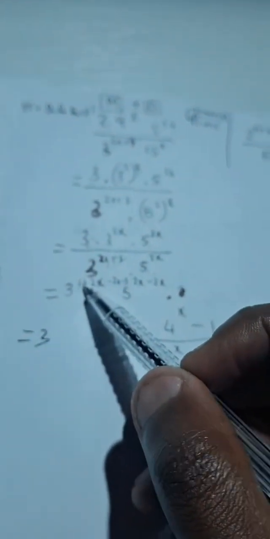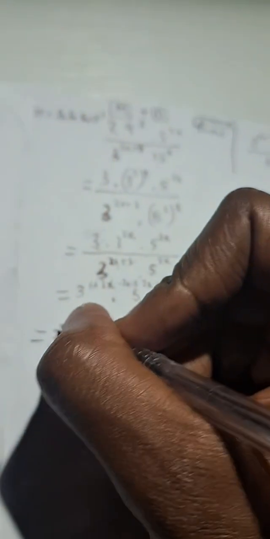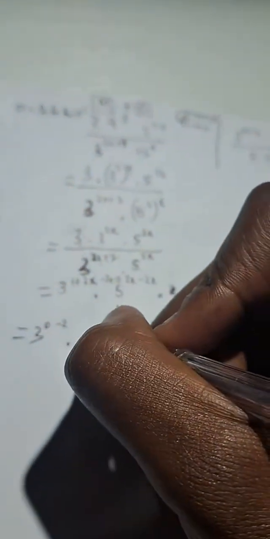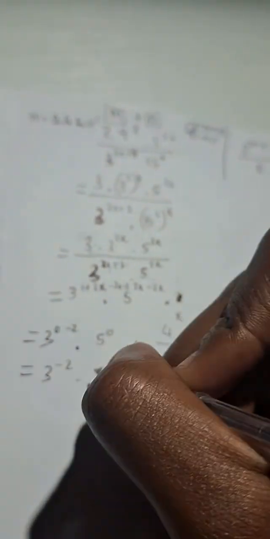So that means 3, what's 1? What's 2x minus 2x? That's 0. That's 1 minus 3, that is negative 2, times 5 to the power 2x minus 2x, that's 5 to the power 0. And that's it. So we have an answer of 3 to the power negative 2 times 5 to the power 0.